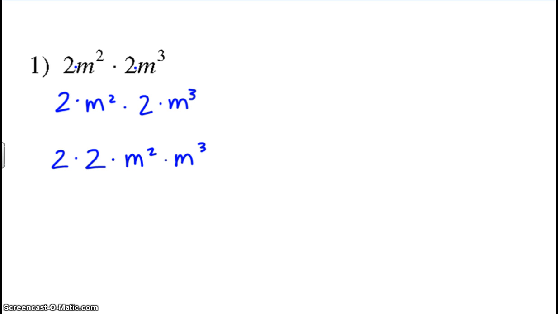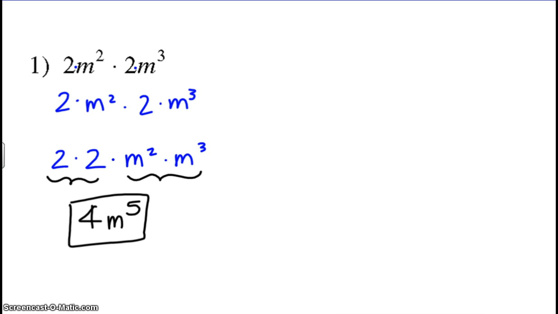So what I need to do is I need to combine my like terms. I need to combine my 2's, and I need to combine my m's, so my constants and my variables. Now 2 times 2 is 4. And m squared times m to the 3rd. Go back to looking at your properties of exponents, that graphic organizer we just did. When I have two bases that are the same, both m's, and they are raised to a power each, and I'm multiplying them, all I do is add the exponent. So 2 plus 3 is 5. Alright, so that will be your final answer.